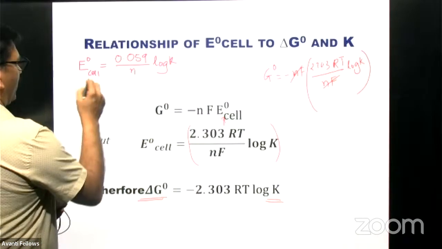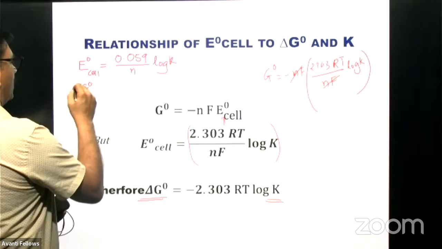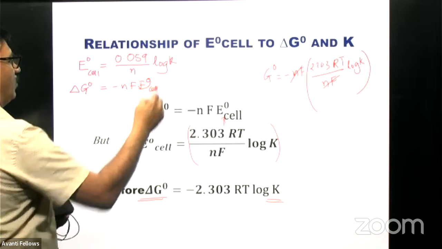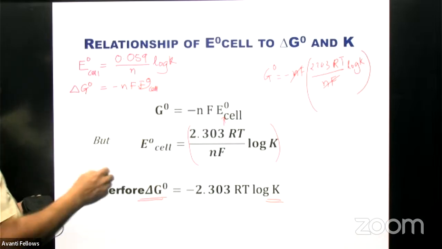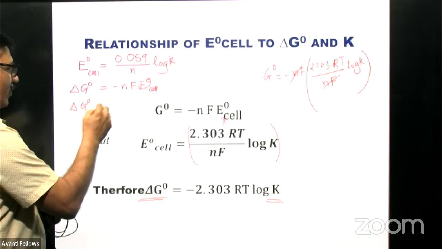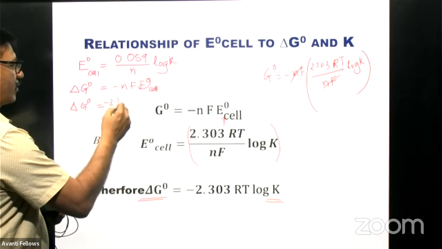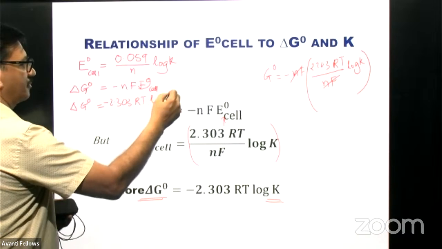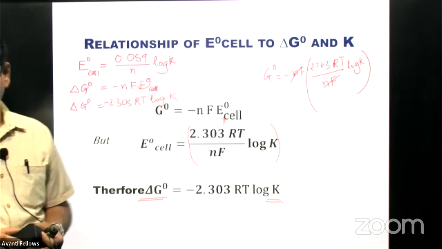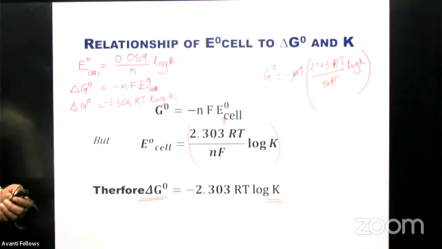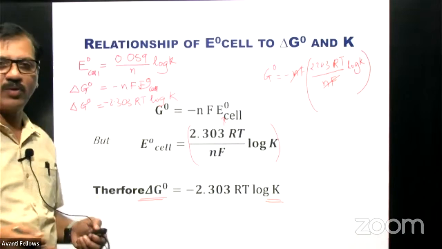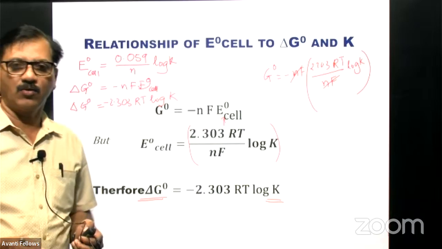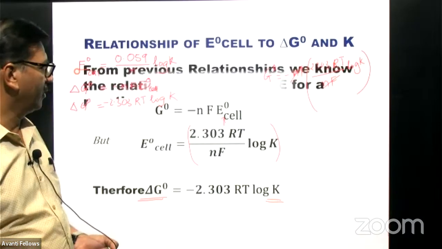Then another one is delta G0, the free energy change, is equal to minus nF E0 of the cell. This we have looked into. Then delta G0 is equal to minus 2.303 RT log of K. Okay, three expressions we are having, right? These three relationships, direct questions will come in the examinations. Therefore, remember this without mistake, and then you can substitute and get the answer, right?